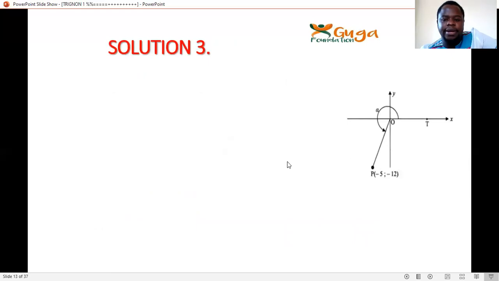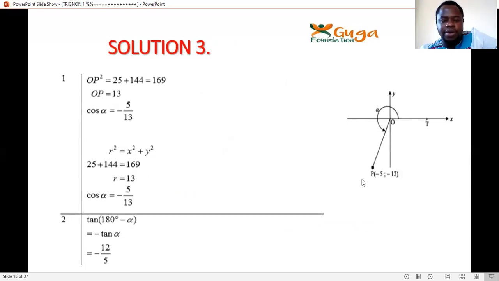You calculate r. You say r squared is equal to x squared plus y squared, which is negative 5 squared, which is 25, plus negative 12 squared, which is 144, which is equal to 169. Then r is the square root of 169, which is 13. So you can determine cos alpha, which is adjacent over hypotenuse: negative 5 over 13.